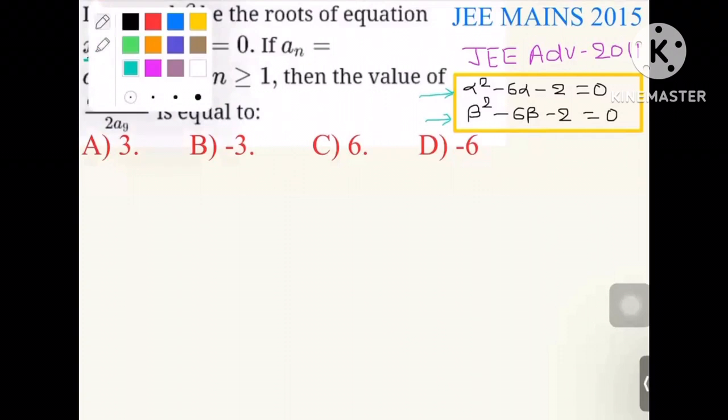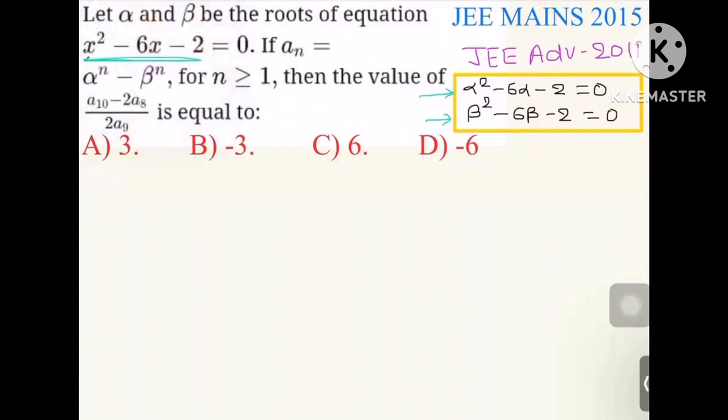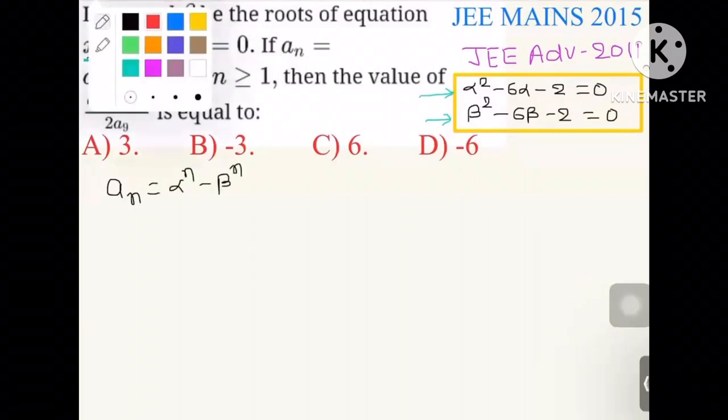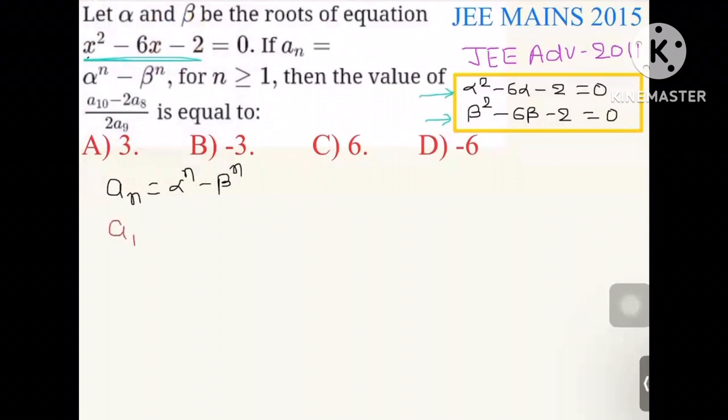Then they have defined a_n as alpha raised to n minus beta raised to n. So first consider a10 minus twice of a8. a10 we can write as alpha to the power 10 minus beta to the power 10, minus twice of alpha raised to 8 minus beta raised to 8. I'm considering the numerator only.